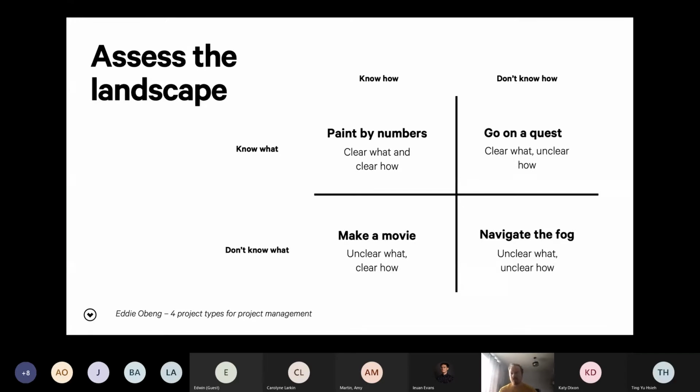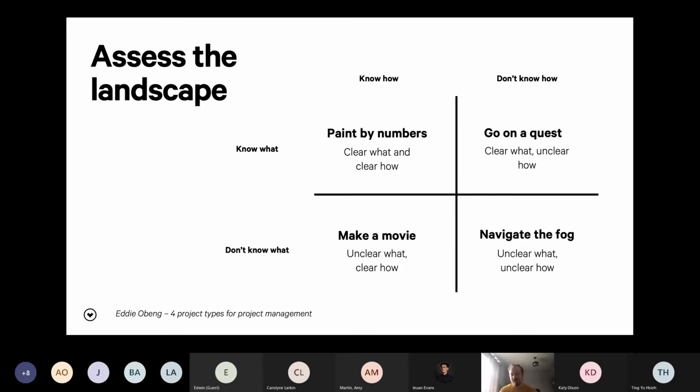It's more of a project management tool actually, but it's really helpful to frame what you're trying to do. So often, I guess there's four quadrants. There's paint by numbers, where we're really clear about what we need to do. So there's things that you know and things that you don't know.